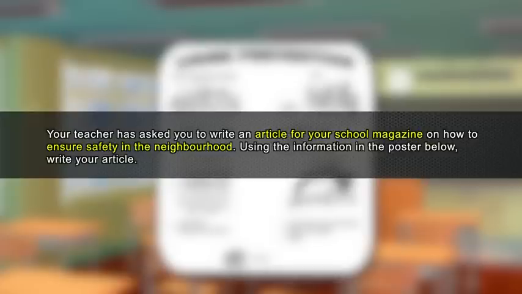And lastly, you have to use all the points provided in the poster. This is important because each of the points will carry 1 mark. In addition, you must also expand your points and provide an elaboration or examples.